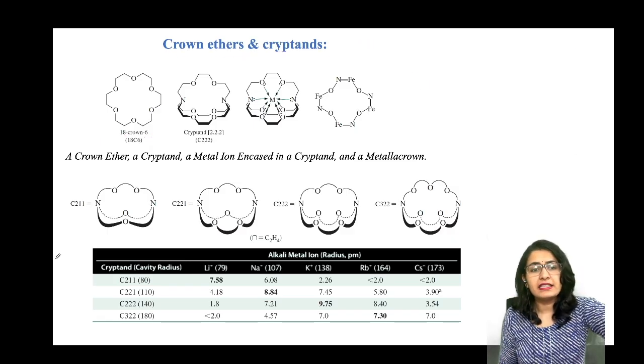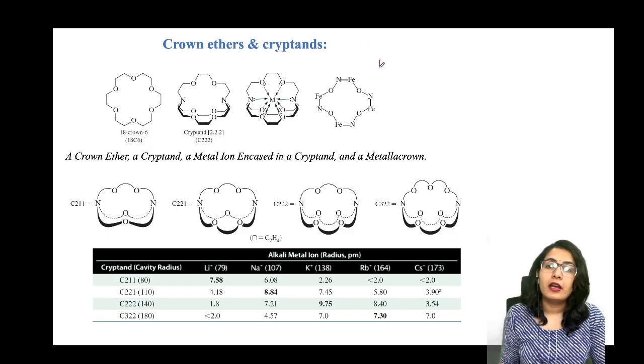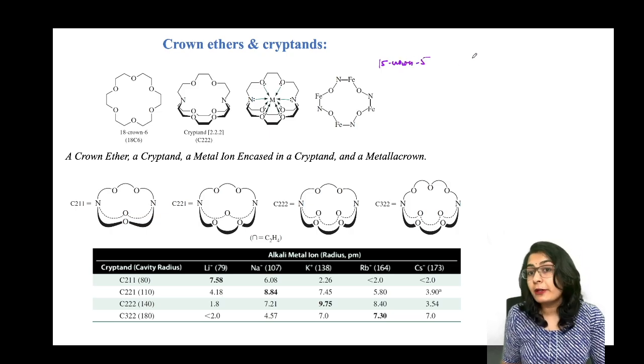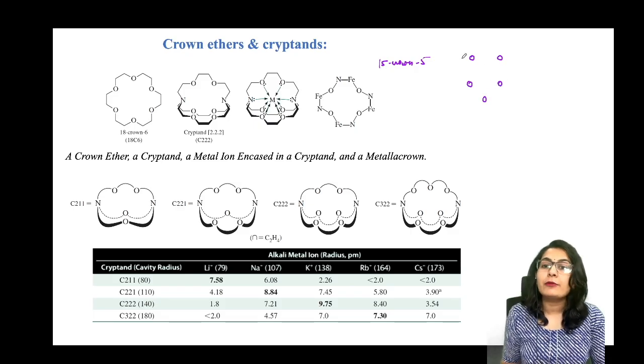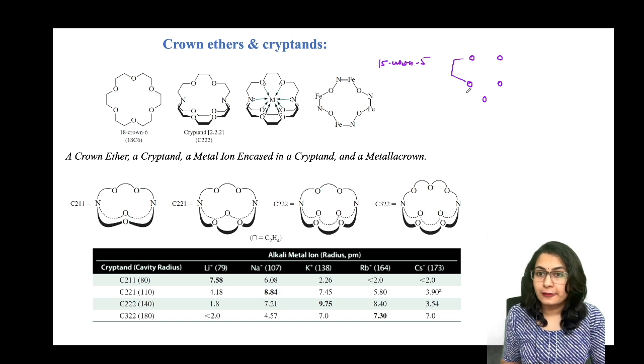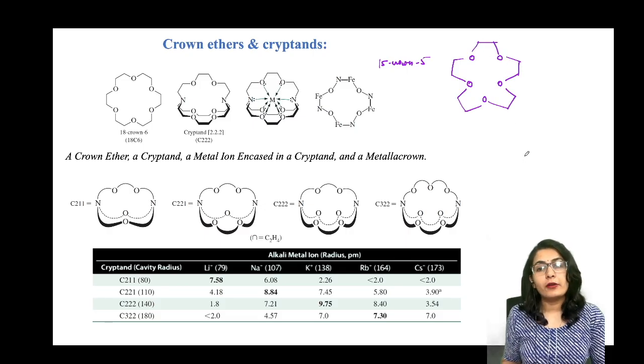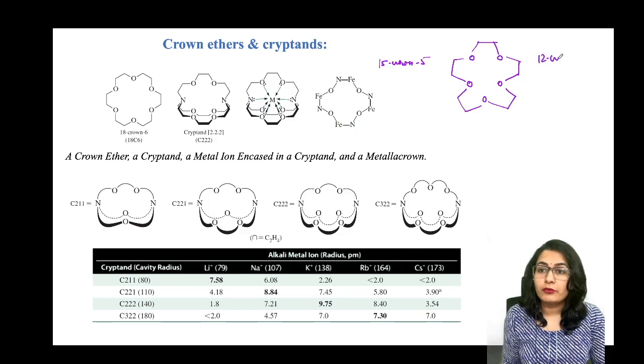Okay. Let's say I am telling you I want to write 15 crown 5. What am I going to do? I'm just going to draw 5 oxygen atoms and then I'm going to connect them all with this ethylene group. This is going to be 15 crown 5, like this. Okay, how is it going to be 12 crown 4? 12 crown 4, like this. This is going to be very small.